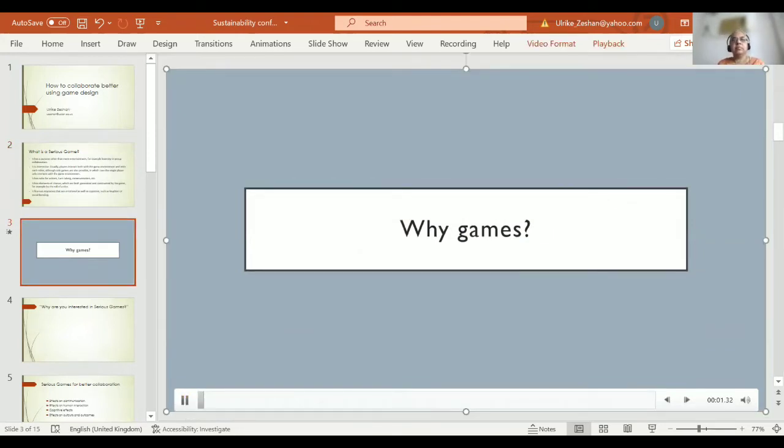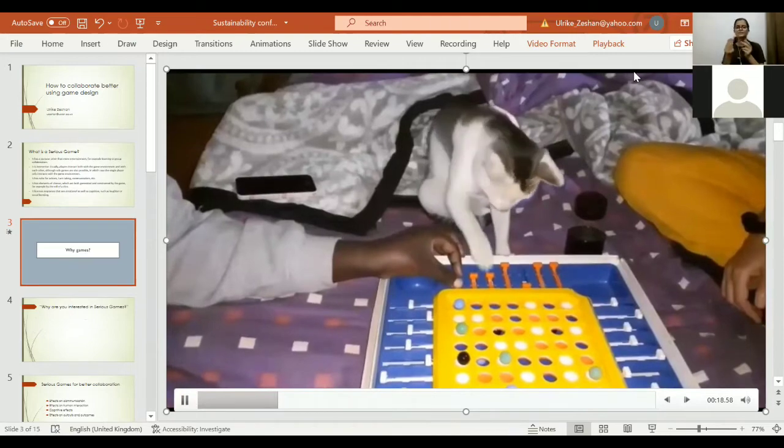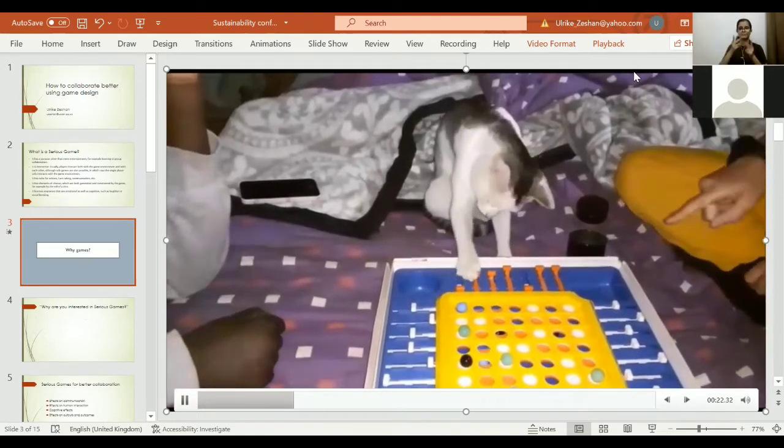So why do I like inventing and playing serious games? Firstly, it's because games are universal. Humans in all cultures at all times have always played games, and non-human animals like playing too. Here you can see us relaxing at break time. People from 3 continents and a cat who spontaneously joined us.